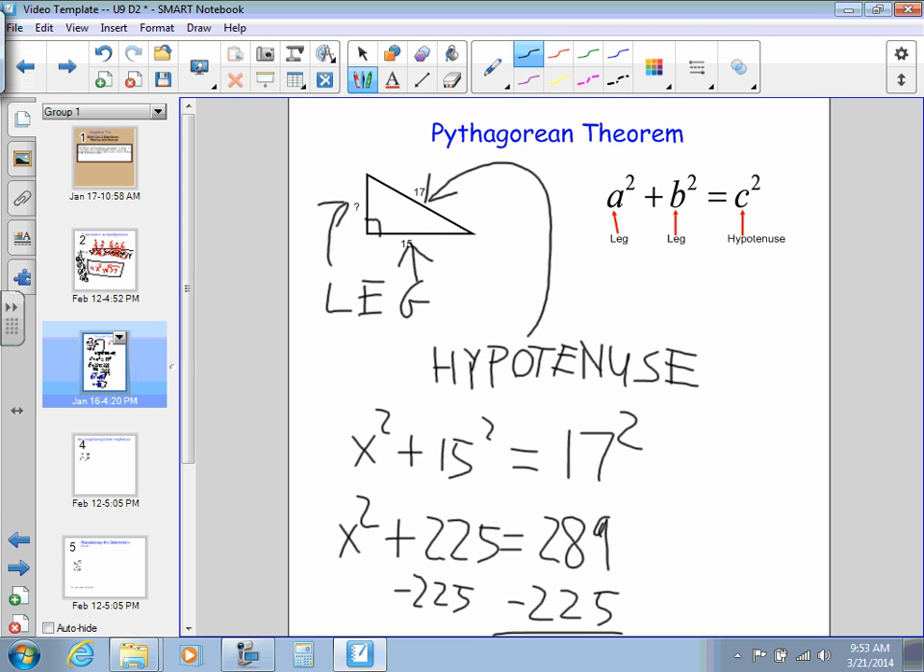Oh, I should mention one more thing with the Pythagorean theorem, and that is you can use this to determine, if you're given the lengths of sides, you can use this to determine if the triangle is a right triangle or not, because the squares of the two legs, when you add those together, should equal the square of the hypotenuse. If it does, it's a right triangle. If it does not, it is not a right triangle.